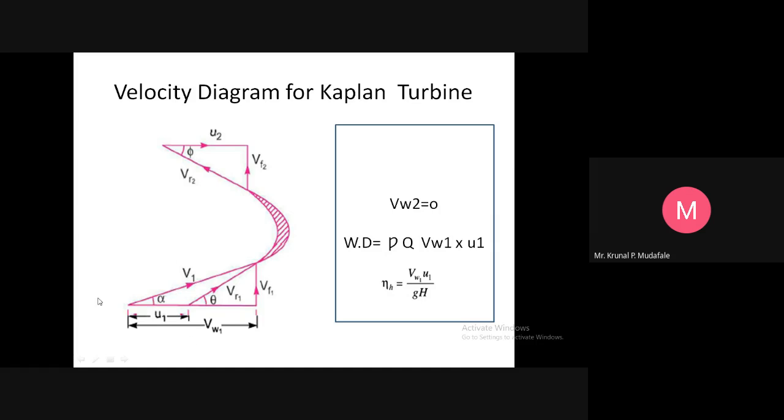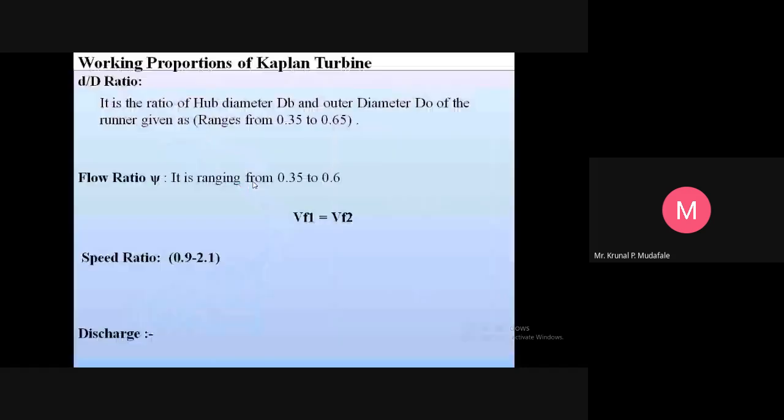So here, the same velocity triangle diagram for the Kaplan turbine, with the help of the inlet velocity triangle at the tip of the blade and the outlet, where the relative velocity makes an angle. The blade angle at the inlet is theta, the guide blade angle at the inlet is alpha, and at the outlet the flow is radial, that's why beta equals 90 degrees. Then only can you say that VW2 equals 0. So this will be the velocity triangle diagram.